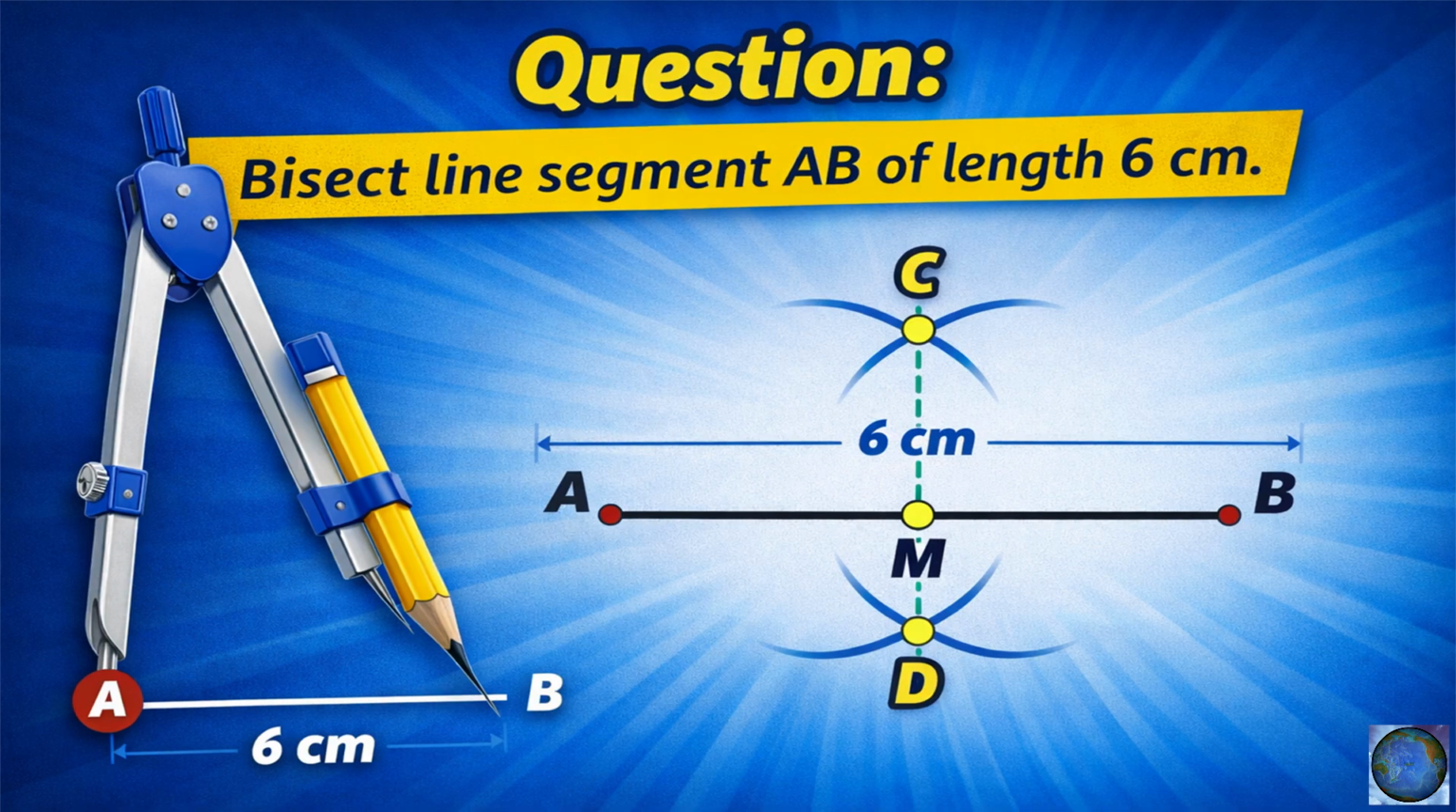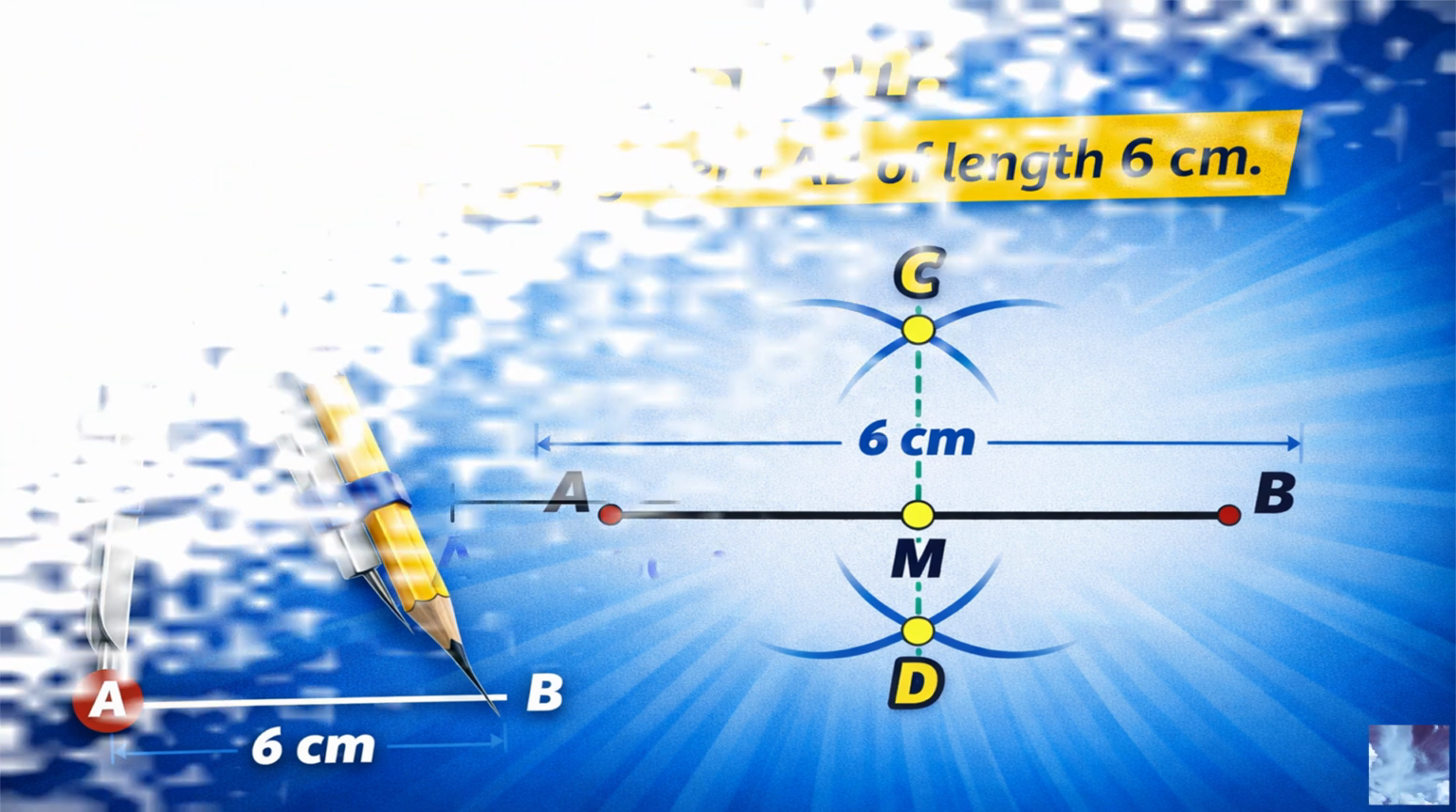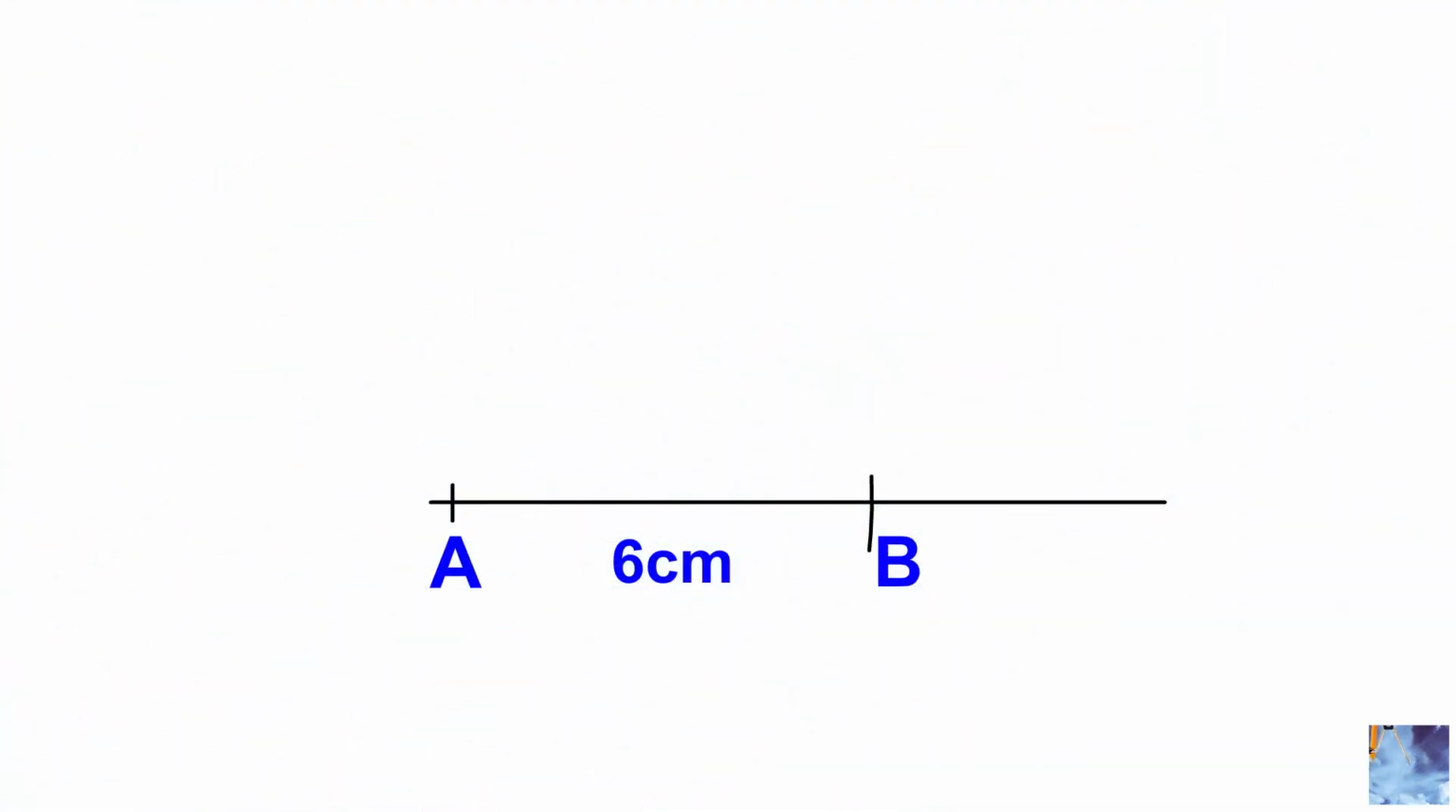This is the question we will solve to help us understand the process clearly. Question: bisect line segment AB of length 6 cm. Note, the construction of a line segment was covered in the previous video. Let me guide you step by step on how to bisect this given line segment.